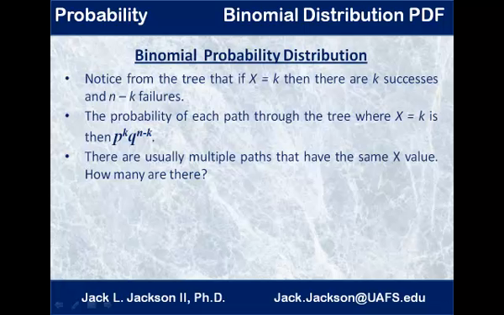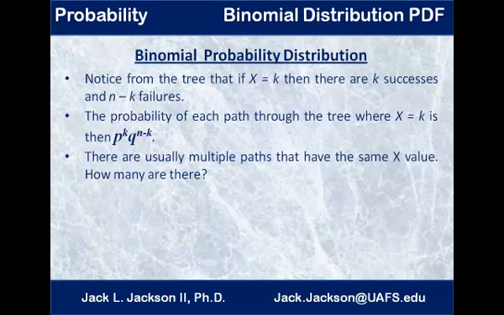Well, notice each time, this part was pretty easy. Each path through the tree where x equals k, let's say, the number of successes, we're going to have k p's, and we're going to have n minus k q's multiplied together. So we know we've got this p to the k, q to the n minus k. The tricky part is that coefficient, because there was a number in front that counted how many different paths came with the same x value. How many are there going to be? Think about that a little bit.